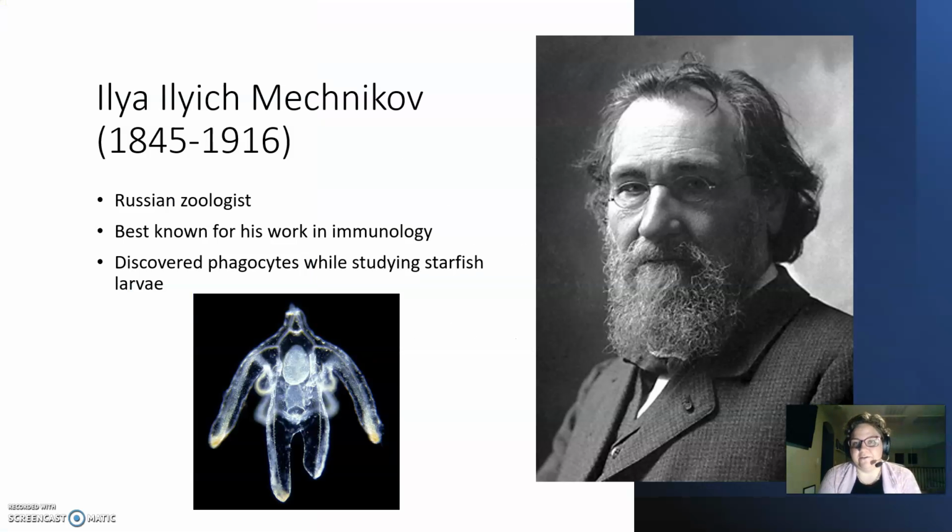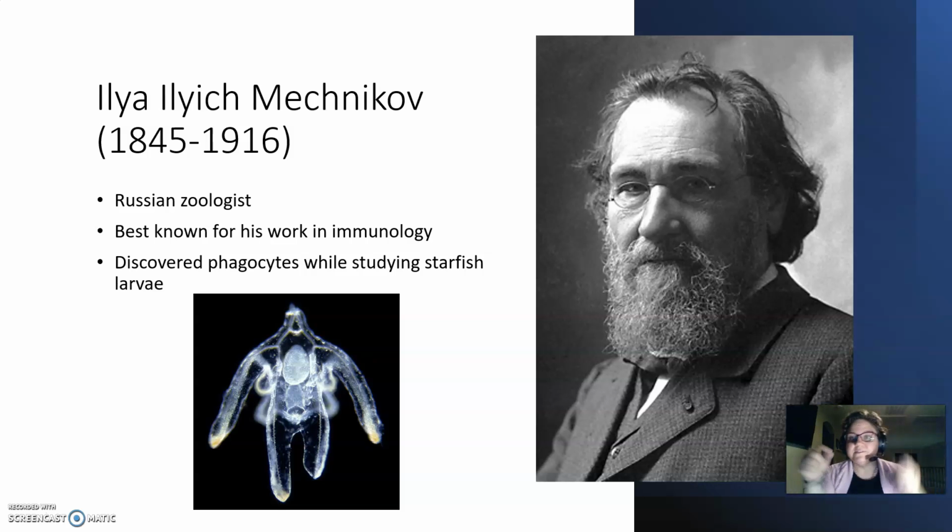It really wouldn't be fair if we kept talking about phagocytes without first giving some credit to the guy who discovered them. He was a Russian zoologist, so I will do my best not to butcher his name. It's Ilya Ilyich Mechnikov. He lived from 1845 to 1916, and he was best known for his work in immunology. He studied a lot with invertebrates, and it was actually in studying starfish larvae that he found phagocytes and phagocytosis.